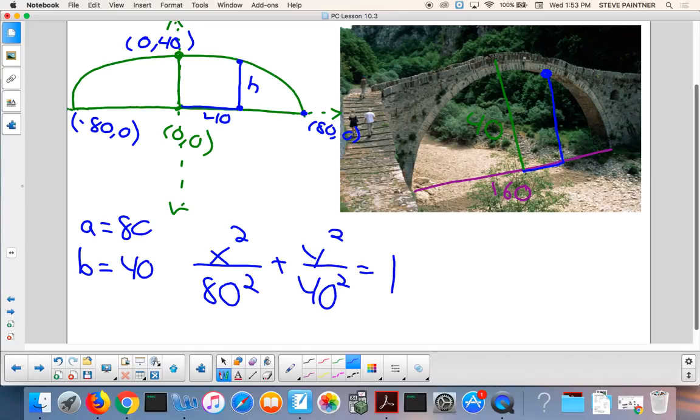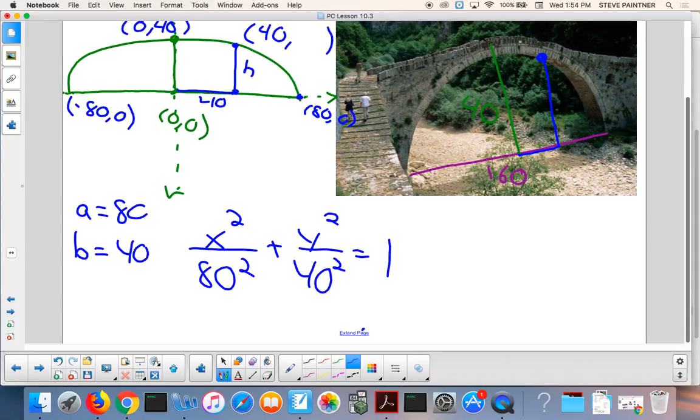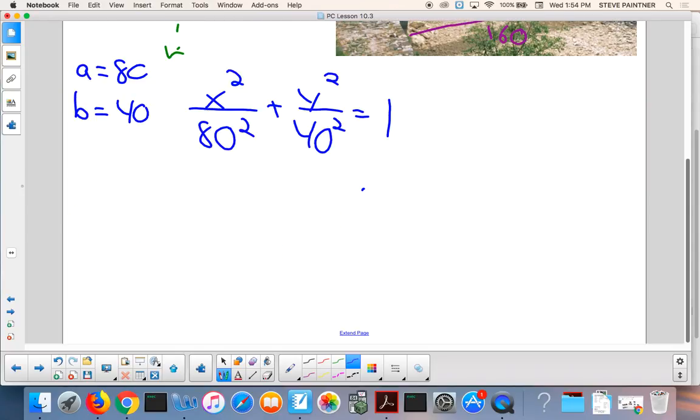Now remember, we're interested in this height right here, the height of the bridge 40 feet from the center. How do we find that height? Just plug in 40. We're going 40 right from our center, and we want to figure out what that y value is. So we plug it into our equation: x squared over 80 squared plus y squared over 40 squared equals 1. Plug x's 40 in, solve for y.